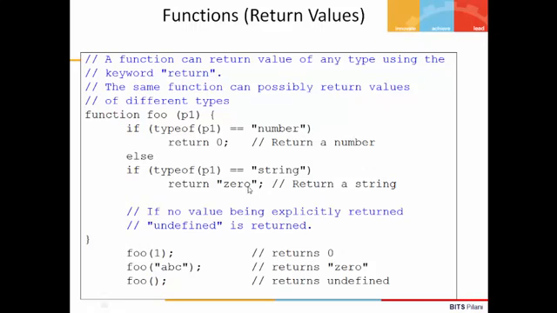If you actually run this particular example and pass on values for the function foo, if it is 1, it returns a 0, indicating that it's a number. If you pass ABC, since the type of ABC is string, it matches with the else part, so it returns a 0. If you just call this particular function without any parameter, it returns undefined, because you have not sent any value which could be checked.